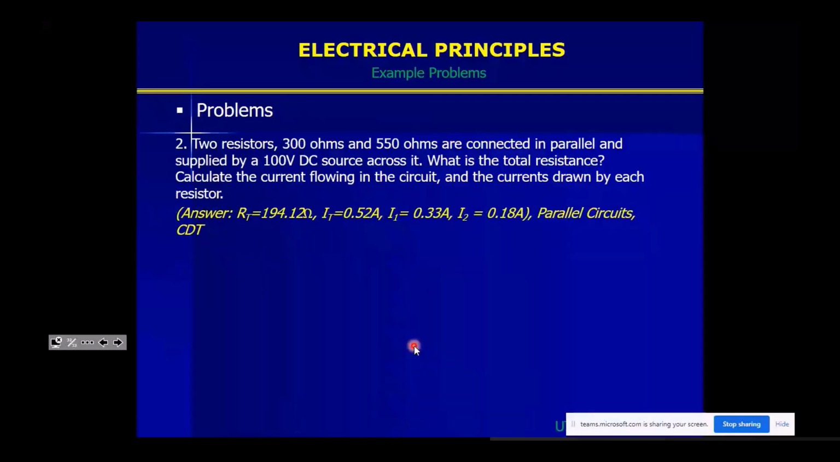So I'm done with the principles. I will have the examples for this one.